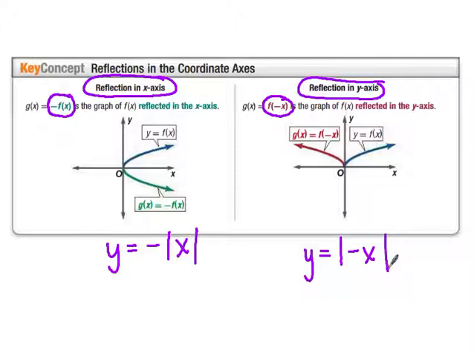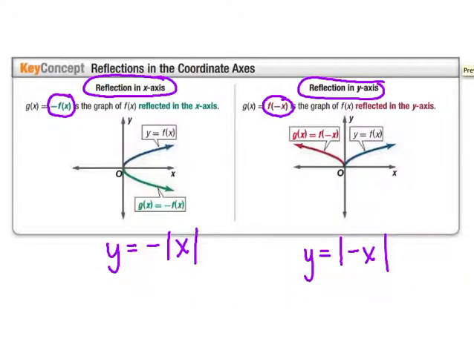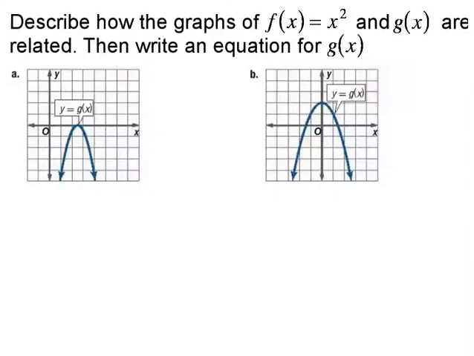Okay. So with that in mind, we're going to look at writing some equations. Reflected in the y means you change the x. Reflected in the x means that you negate that whole function. So now we're going to look at number 5. It says describe how the graphs of f of x equals x squared and g of x are related. Then write an equation for g of x.